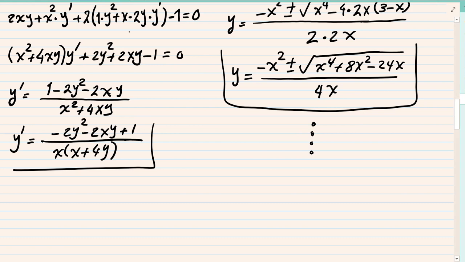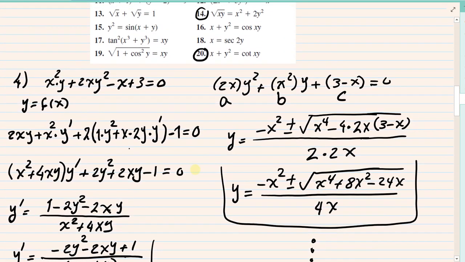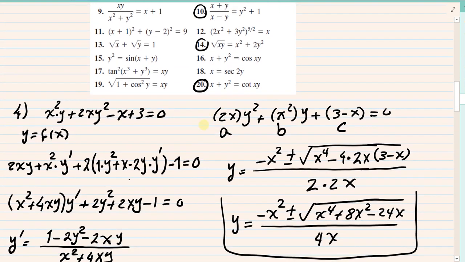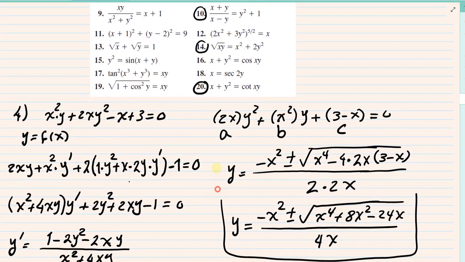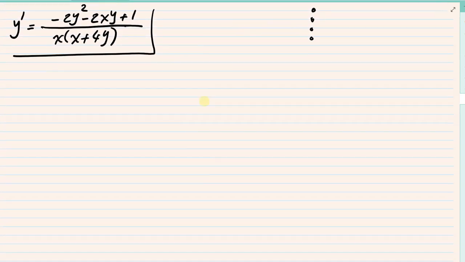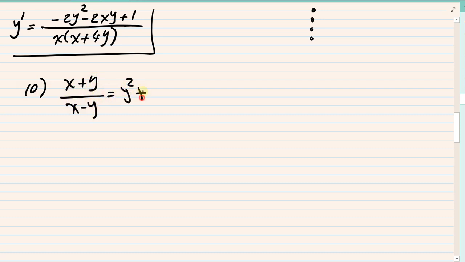Now let's take a look at another one. Let's take a look at exercise number 10. In exercise number 10, I have x plus y over x minus y equals y squared plus 1.